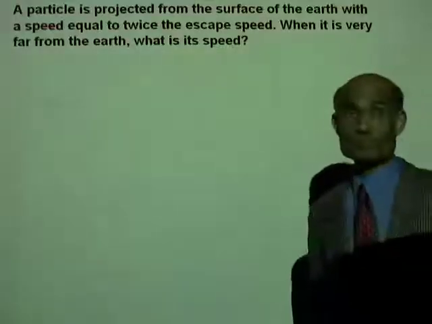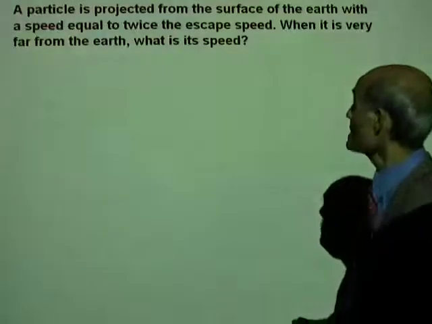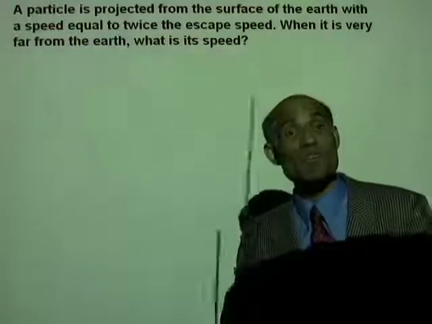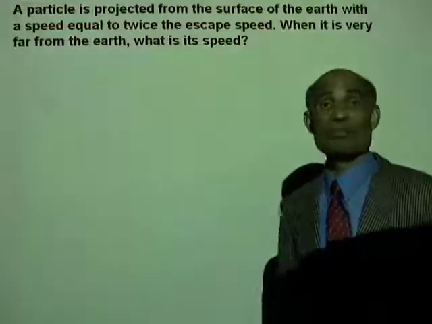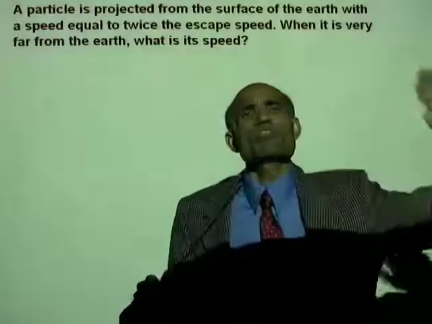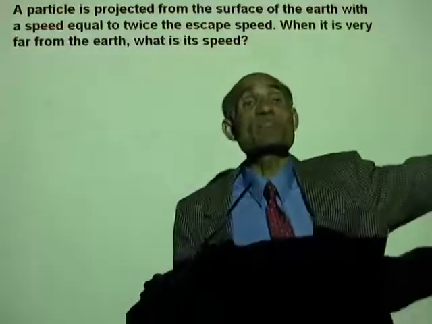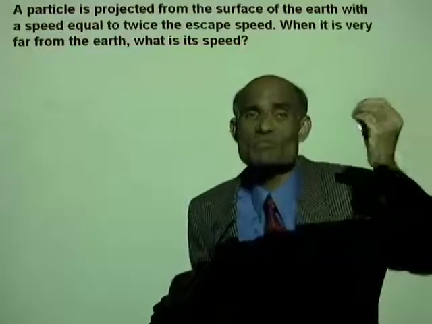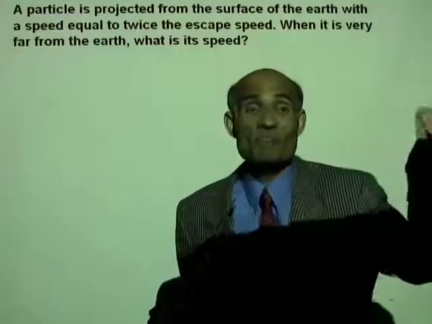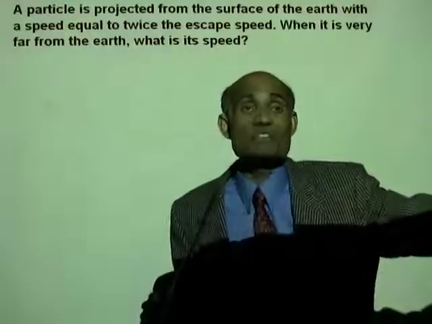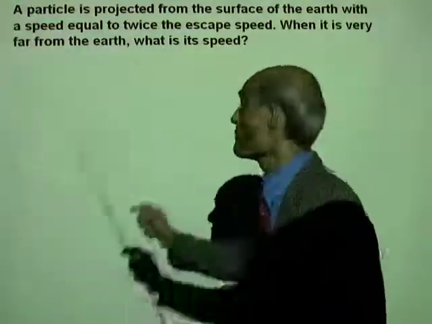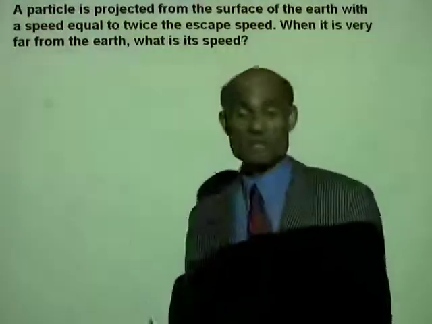Next one. A particle is projected from the surface of the earth with a speed equal to twice the escape speed. When it is very far from the earth, what does that mean? When it's very far from the earth, at infinite distance, what is the characteristic of infinite distance for us? The potential energy is 0. That is the characteristic. Then what is its speed?